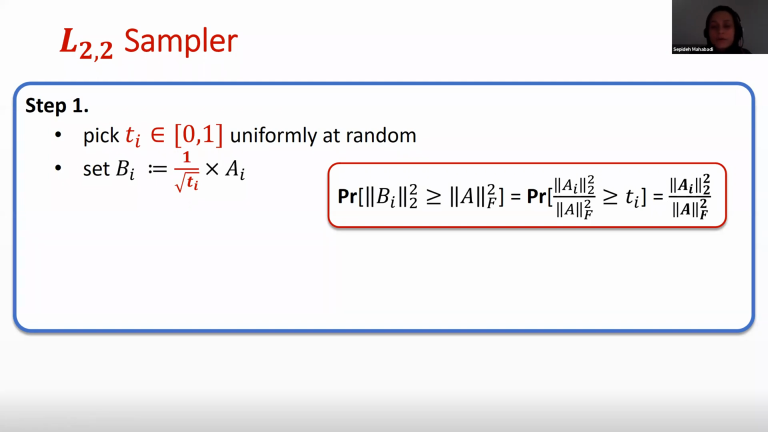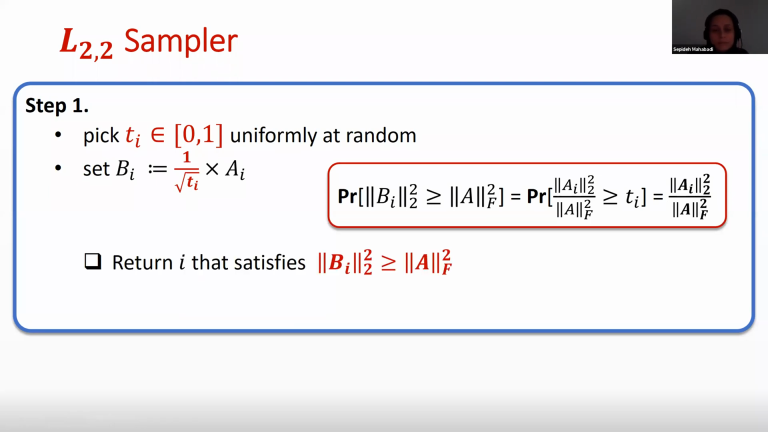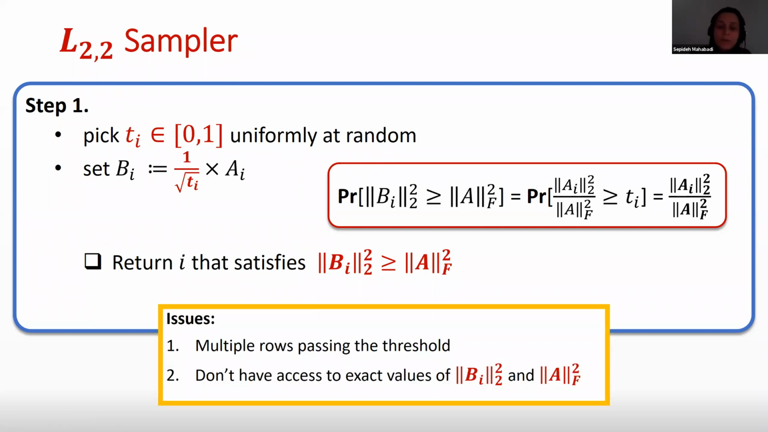Okay. So now what we can do is run this process and find the row i for which this event holds, and then return that row. However, there are two issues here. First of all, there could be multiple rows passing the threshold. And second, this is only in the idealized setting. In the streaming setting, we don't have access to the exact values of Bi squared and A Frobenius squared. So we need to handle that too.